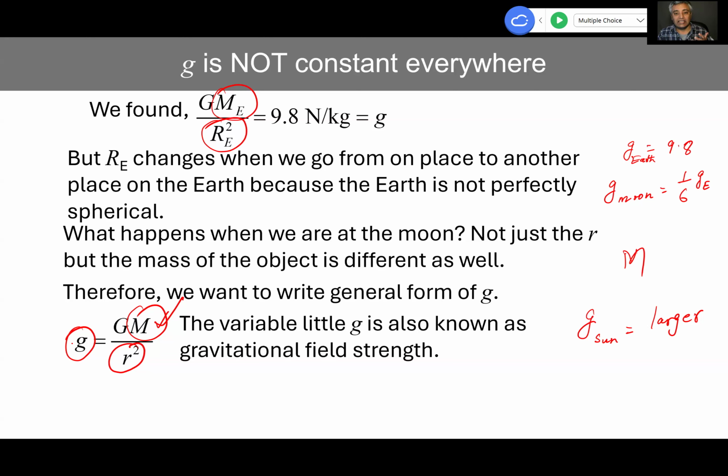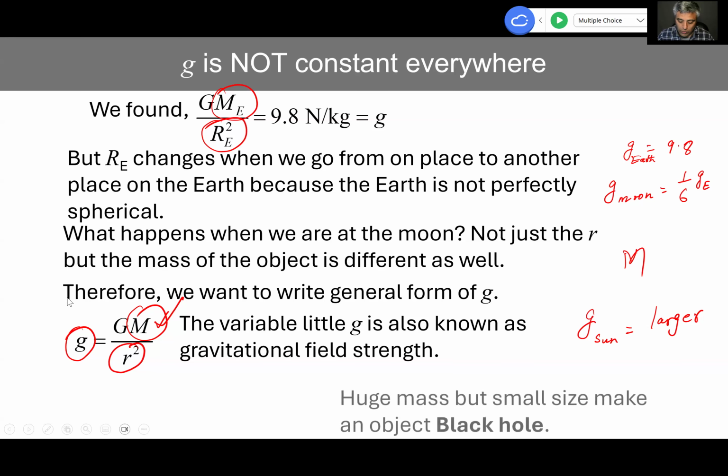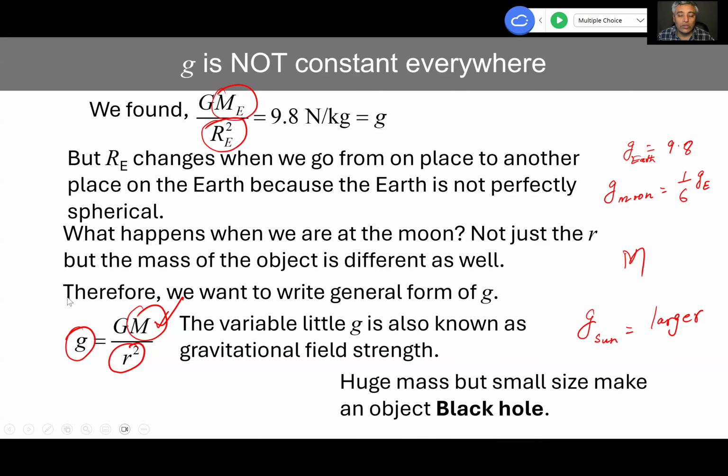The stars that have a mass larger than 10 times the mass of the sun, when they explode, turn into what we call a black hole, where the value of G is so large that, let's say you shine a laser light from the surface of that black hole, what's going to happen?